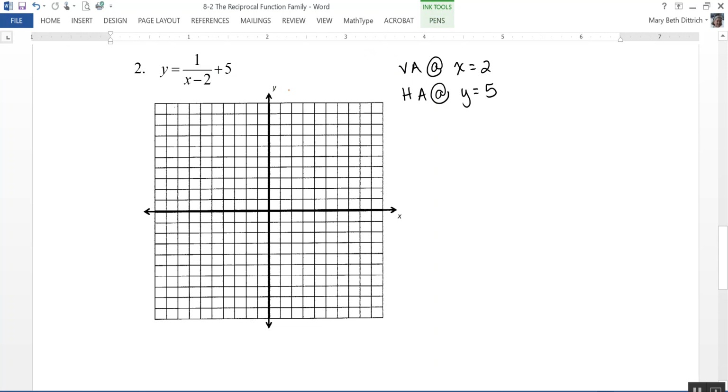Draw those lines in there. So here's an asymptote here at x equals 2. Notice that makes sense because I can never have a value of 2 for x because that would make my denominator 0. I have a horizontal asymptote at y equals 5.